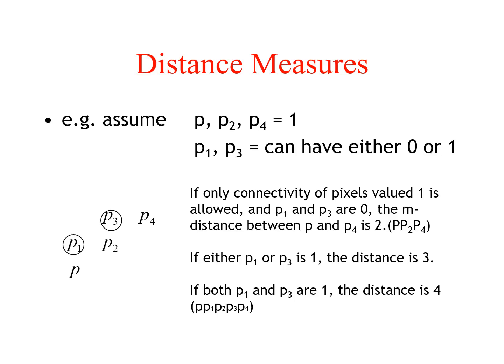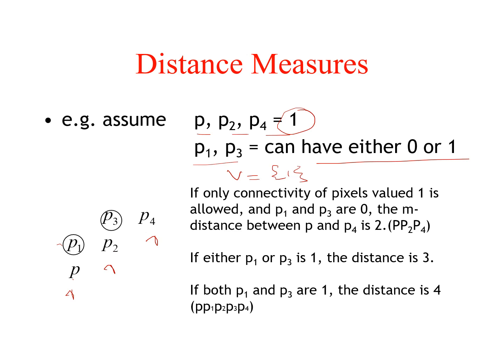Now see the example. How many pixels are there? 1, 2, 3, 4, 5. Five pixels. Now what is given? p, p2 and p4 have value equal to 1. So p has value 1, p2 has value 1, and p4 is 1. p1 and p3 can have either 0 or 1. Initially, if only connectivity of pixels valued 1 is allowed, it means V is the set {1}, as given.